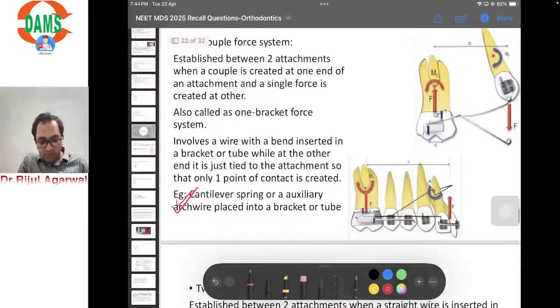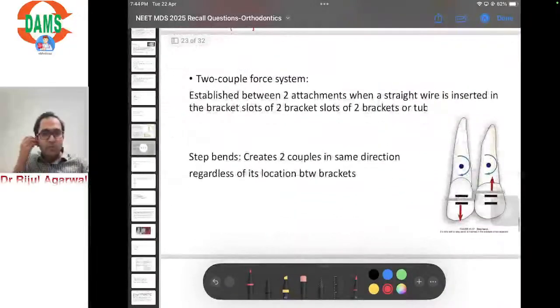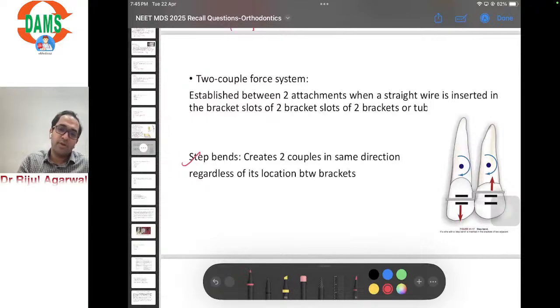And common terms which I repeatedly mentioned during the course of lectures are placed, loosely ligated, just touching. These are the common terms used to point you towards a one couple force system. And next, the two couple force system is when the wire is inserted into two slots, simple as that. And next, what are step bends? They create two couples in the same direction regardless of the location between brackets.